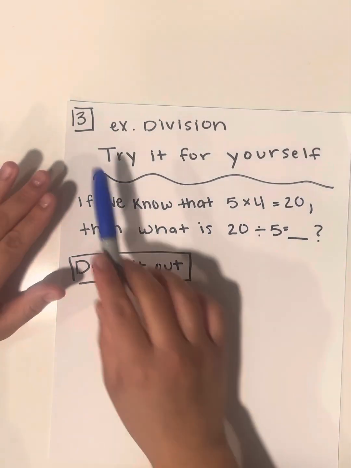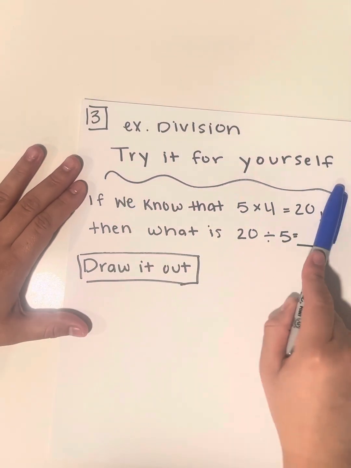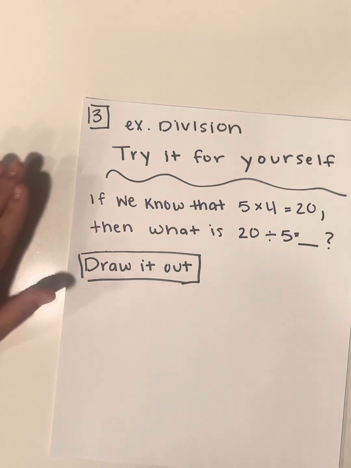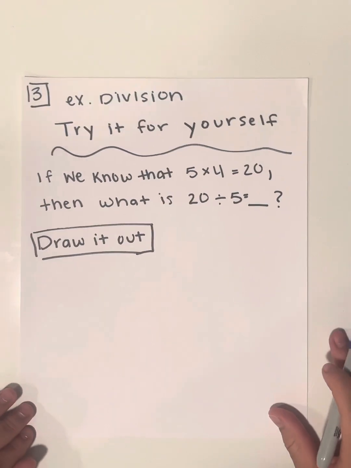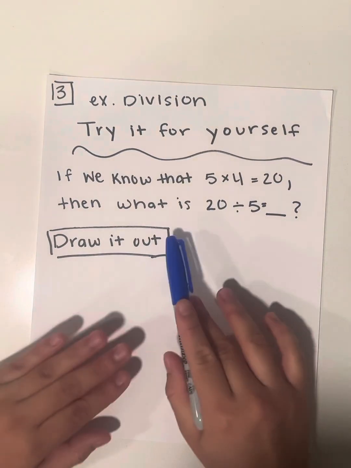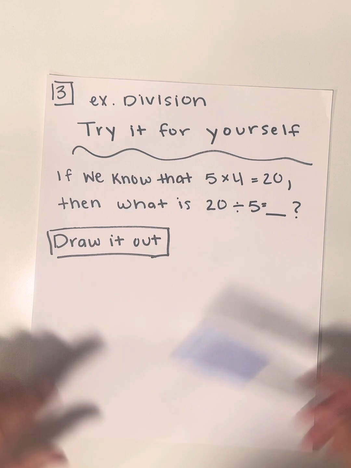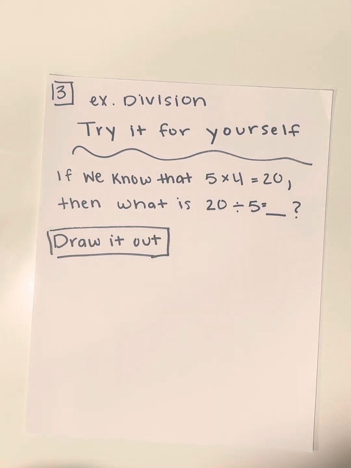Let's go ahead and move on to number 3. This example is going to be division, and I do want you guys to go ahead and try this one out for yourself. So let me go ahead and read you the problem. If we know that 5 times 4 is equal to 20, then what is 20 divided by 5? And then I do want you guys to go ahead and draw this out.